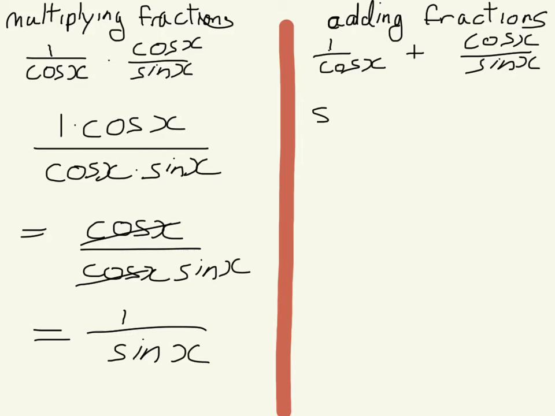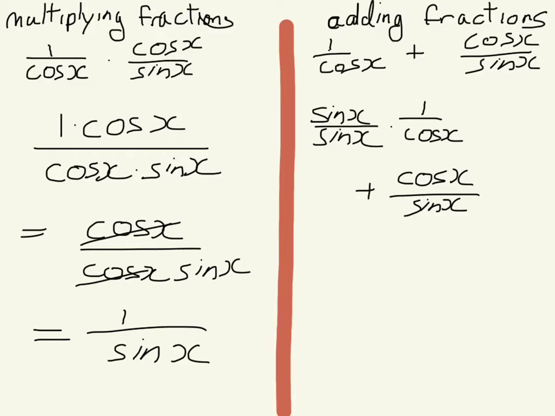So the left side, I'll multiply it by sine x over sine x, that's times 1 over cosine x. And that's plus. To the right side, I'll multiply by cosine x over cosine x. So I multiplied by a fraction that's the same thing over itself, because that's 1. And that gives me a common denominator.